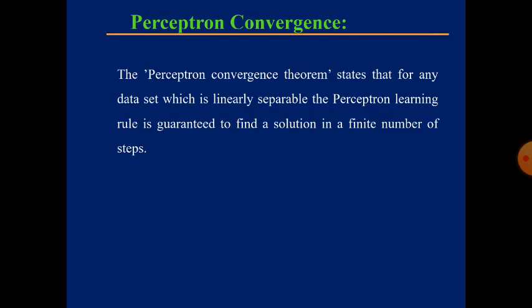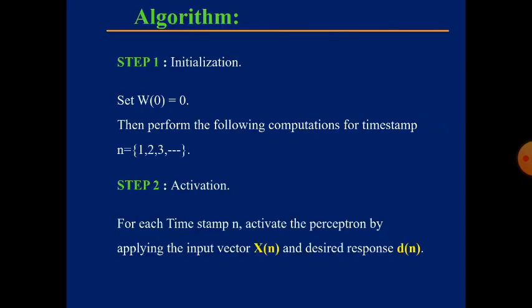So we have the algorithm, so we will go with the algorithm. The first step is initialization. Step 2 is activation. Step 3 is computation. Step 4 is adaptation. Step 5 is continuation. So we will go with step 1, initialization.